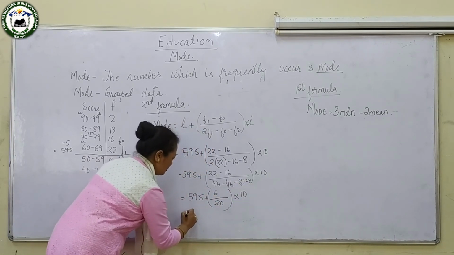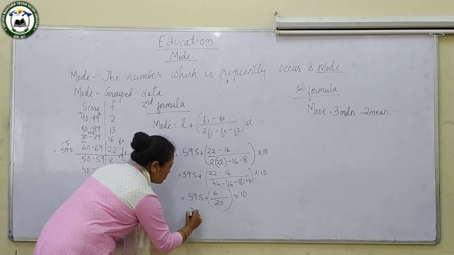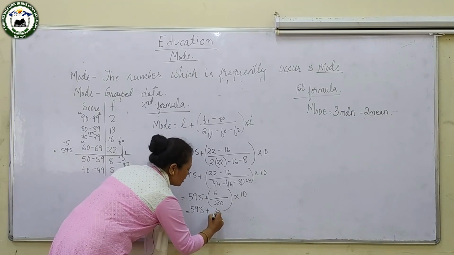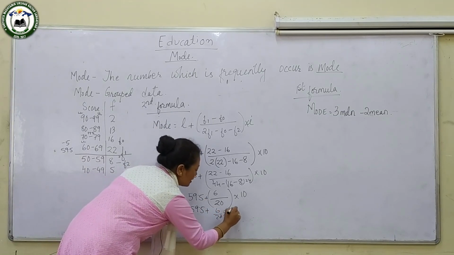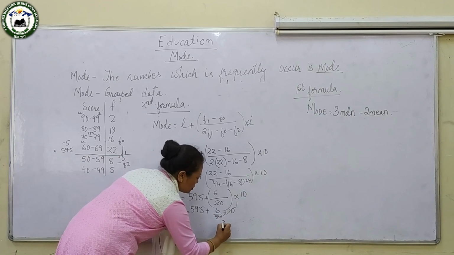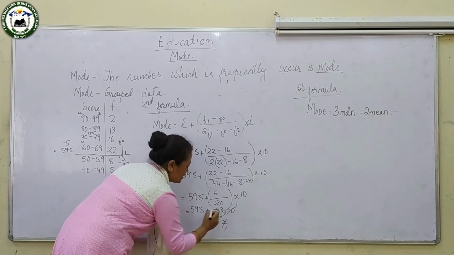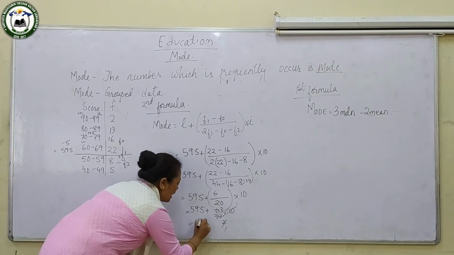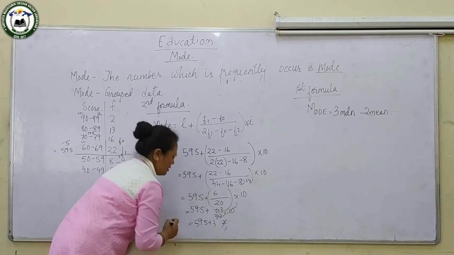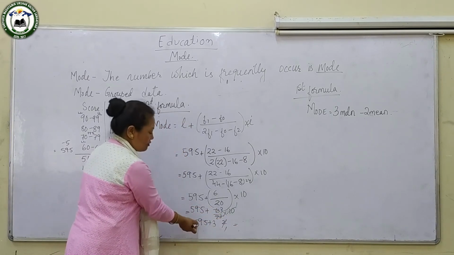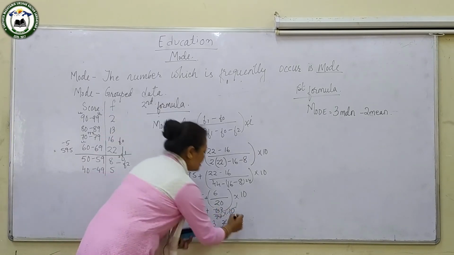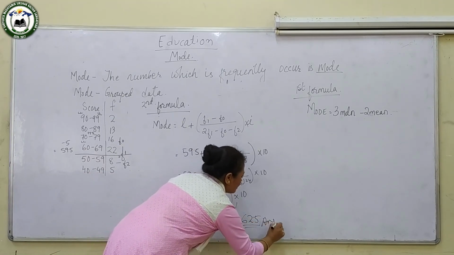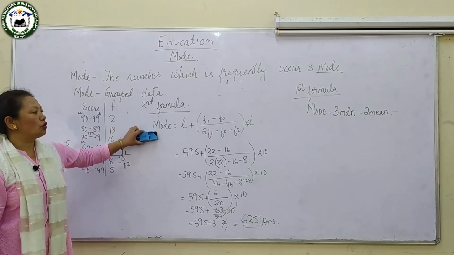Into 10. So now 59.5 write down, and after that 6 upon 20 into 10. So 10 ones are 10, 10 twos are 20, 2 ones are 2, 2 threes are 6. So my answer will be 59.5 plus 3. So how much I'll get is 59, 60, 61 and 62. So I'll get 62.5 as my answer. But mostly we will not follow this formula.